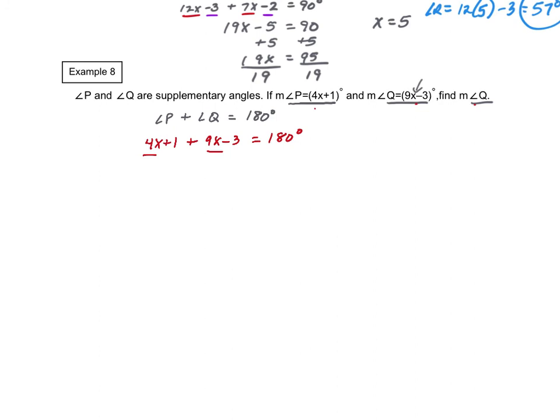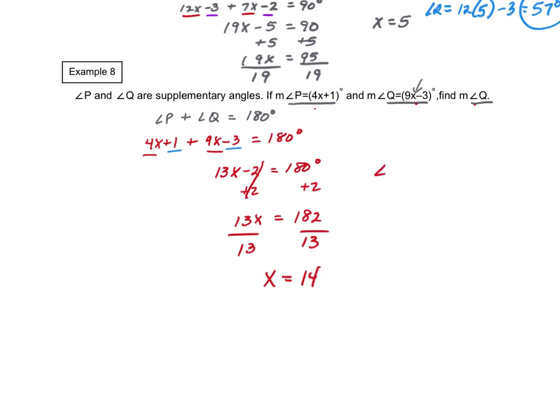Combining my variables, 9 plus 4 is going to be 13x. We have a minus 3 and a positive 1, which is going to be minus 2, equals 180 degrees. Go ahead and do my inverse operations to isolate my variable. I'm going to add 2 to both sides. And I have 13x is going to be equal to 182. Divide both sides by 13, and x is going to equal 14. Right there. x turns out to equal 14. 182 divided by 13 is 14.